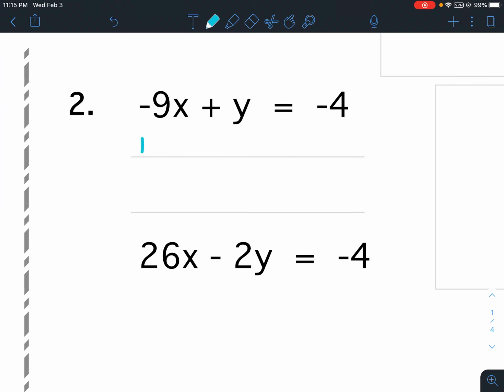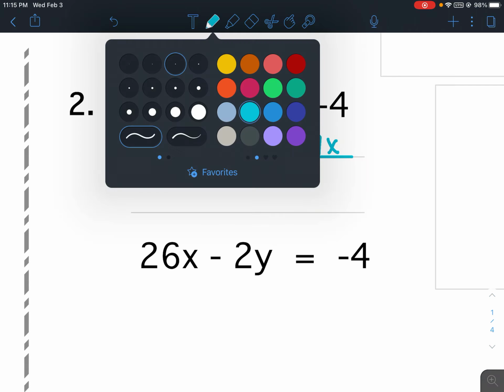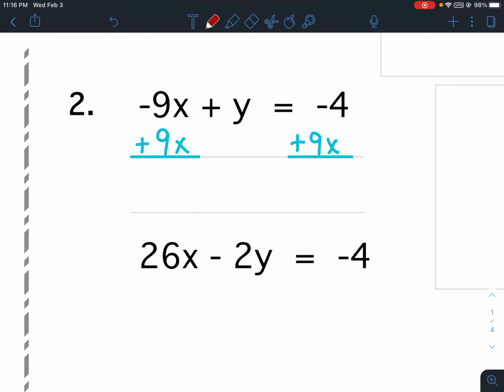So I'm going to add 9x to both sides. The inverse operation for -9x would be to add 9x. So the x terms would cancel. Bring down the y equals. These, again, are not like terms. I cannot combine them. So I bring down the variable term first, the constant term last. So I've got y equals 9x minus 4.